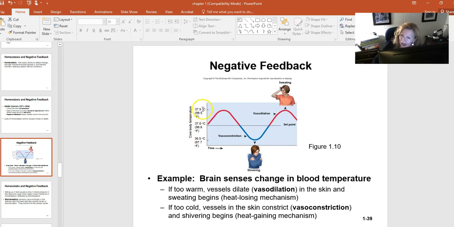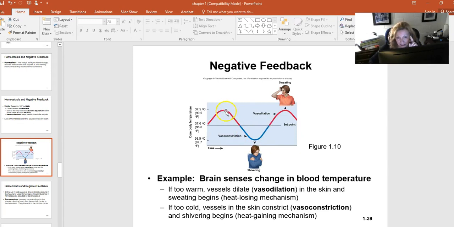Now, what happens when the nervous system cells actually detect when something's getting a little high? They're going to send a signal to cells that are called effectors that will effect a change. So if the effectors are sent a signal because something's too high, the effectors are going to do something that will cause it to go back down. But when the nervous system detects that it's too low, the effectors are going to send a signal that will cause it to come back up.